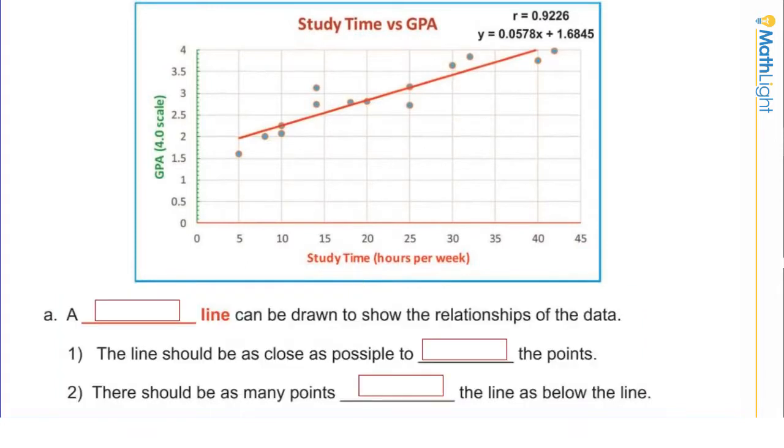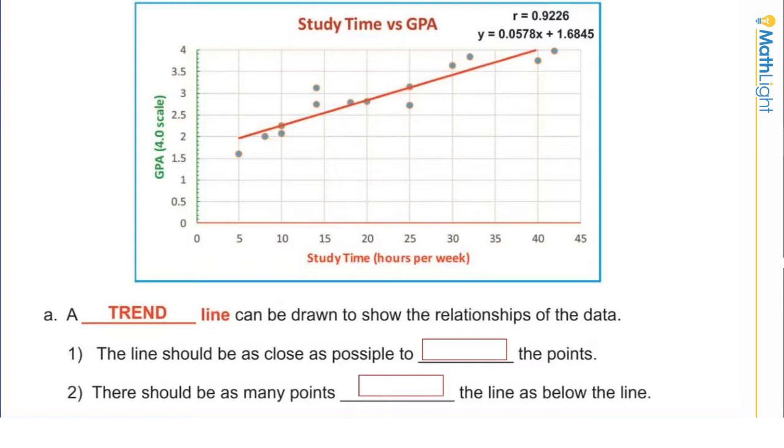But first off, let's talk about a trend line. The trend line is that red line that goes through the scatter plot. A trend line can be drawn to show the relationships of the data. So if you're using a computer program, you can ask it to put the line on the graph. But if you're going to draw the line, then we call it a trend line, and you can draw it. How do you draw it?